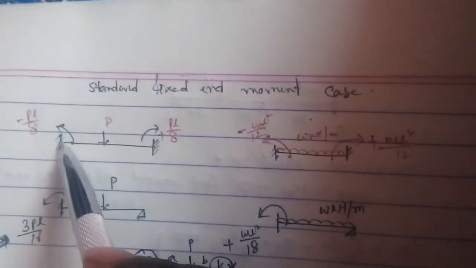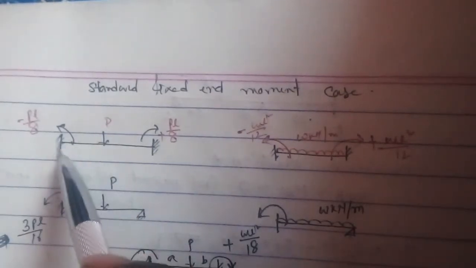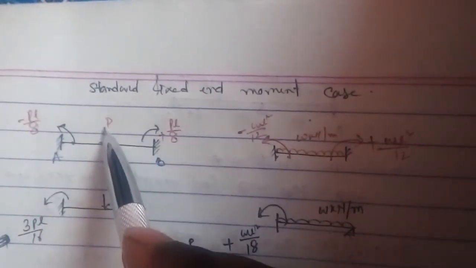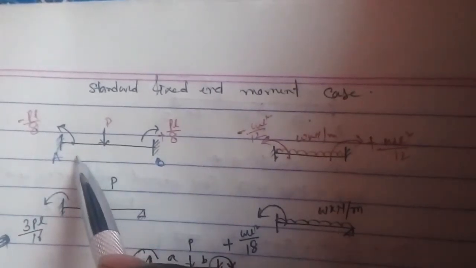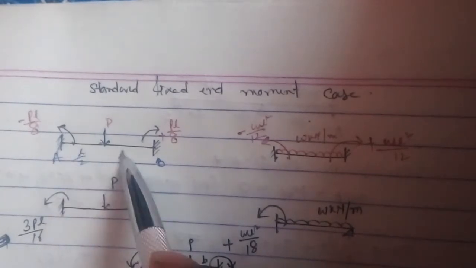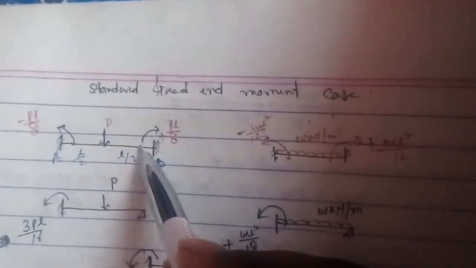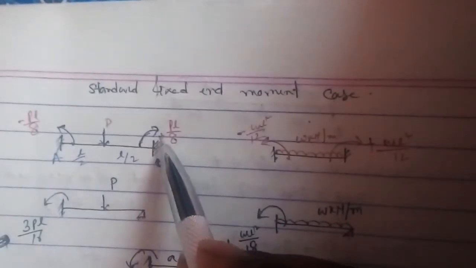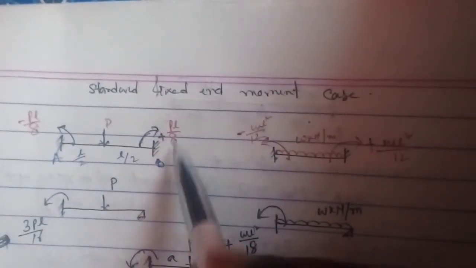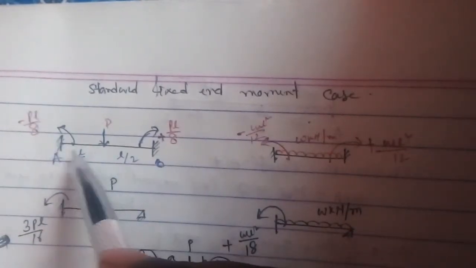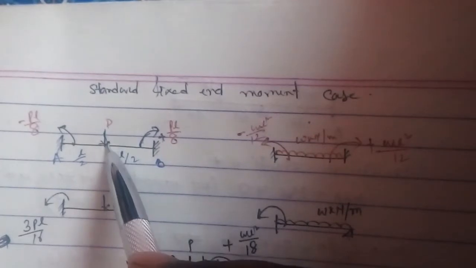Suppose one beam has both ends fixed, A and B. A load P is acting at the midpoint, L by 2 on each side, and the total length is L. One moment acts here, clockwise, so the value will be positive, PL by 8, and another moment acts at the other end, minus PL by 8. This is the case of the concentrated load.